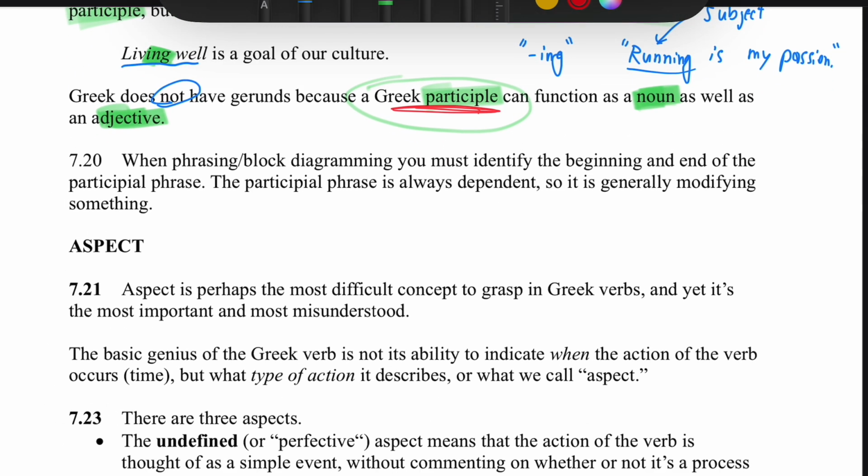So Mounce introduces what he refers to as phrasing. I'll be using that interchangeably with the term block diagramming. But when you're phrasing or block diagramming, you have to be able to identify the beginning and the end of a participial phrase. The participial phrase is always dependent, so it's going to be modifying something. It's going to be connected to something that you're going to need to be able to find in that sentence.